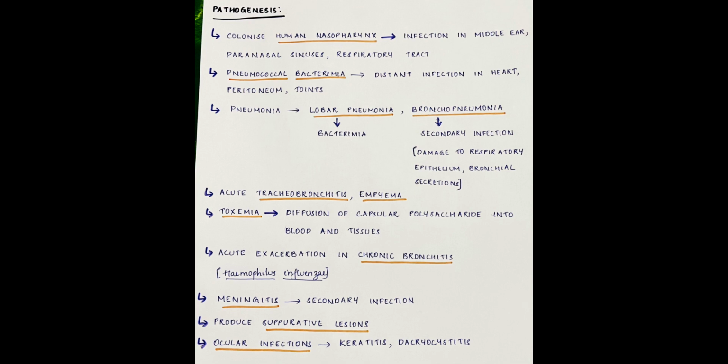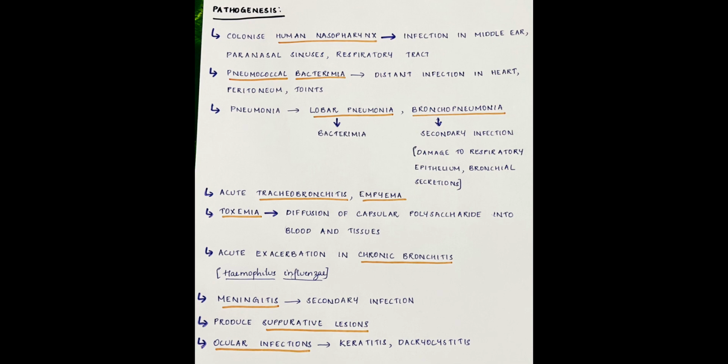Meningitis is another serious disease of pneumococcal infections. And this meningitis also occurs as a secondary infection to other pneumococcal infections like pneumonia, otitis media, sinusitis or conjunctivitis. And they also produce suppurative lesions in other parts of the body.